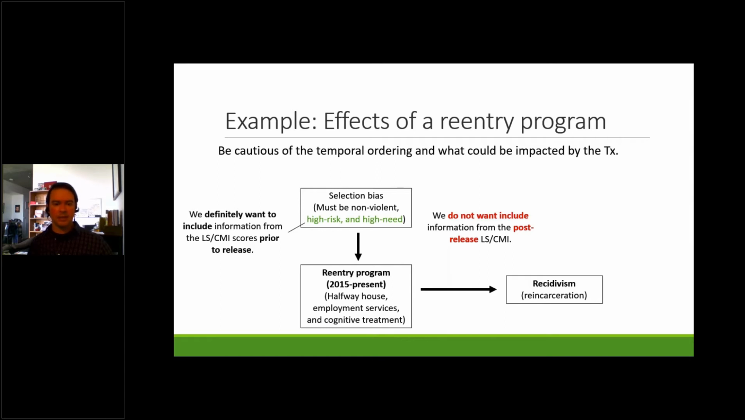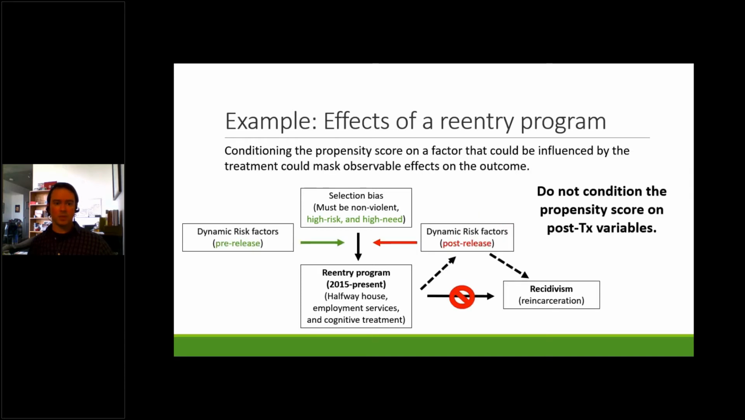Considering that the LSCMI is collected after release and every 6 to 12 months in the community, we do not want to include information from the post-release LSCMI scores and domains in the propensity score. Conditioning the propensity score on a factor that could be influenced by the treatment could mask the effects of the outcome. This is why you should not condition the propensity score on post-treatment variables.